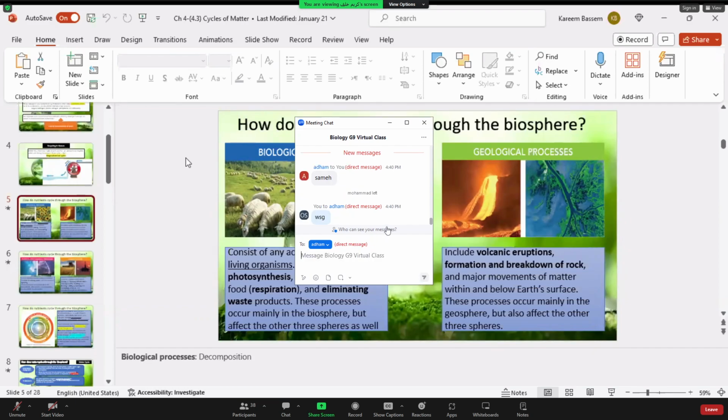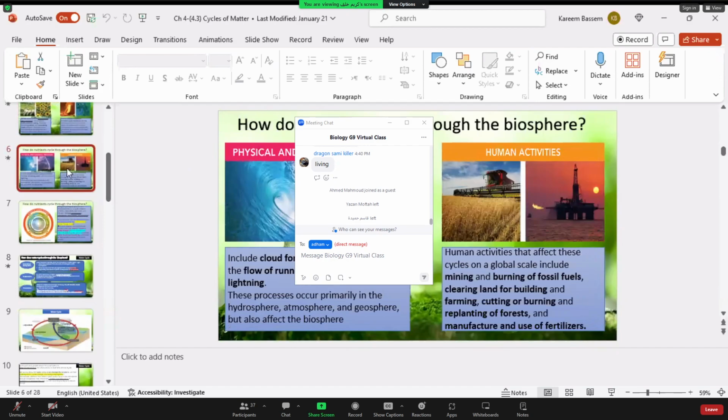Bio stands for biological processes, like any kind of process or activity performed by living organisms in general. It could be plants, like the photosynthesis process, or it could be cellular respiration. Geological, as we said before, like famous geological processes such as volcanic eruptions, even formation and breaking down of rocks. It's considered a geological process.